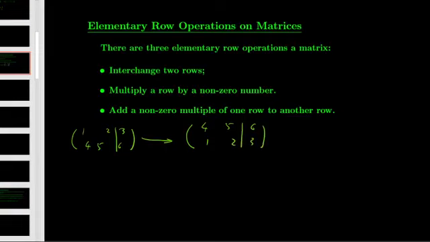Particularly for this row operation, we have a notation for interchanging two rows. In this case, we have interchanged row 1 and row 2, right? We use a notation like that to indicate we are performing the operation of interchanging row 1 and row 2. It's R1 for row 1, R2 for row 2. The two-way arrow is for interchanging two rows.